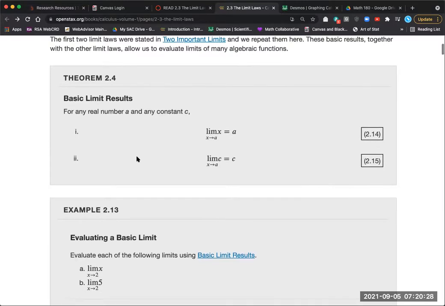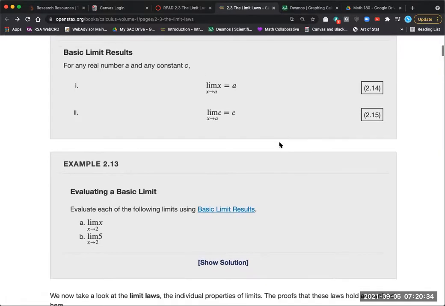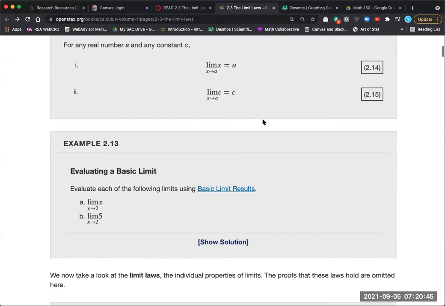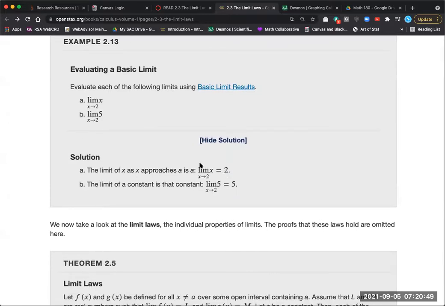And so to begin, we look at the most basic limit results that we have, and this was seen earlier: the limit of x as x approaches a equals a, and the limit of a constant, no matter what x is approaching, is that constant. It's almost so easy that it's complex, right? The limit of x as x approaches 2 equals 2. Again, the reason is this x is the y equals x line. That's the function we're talking about.